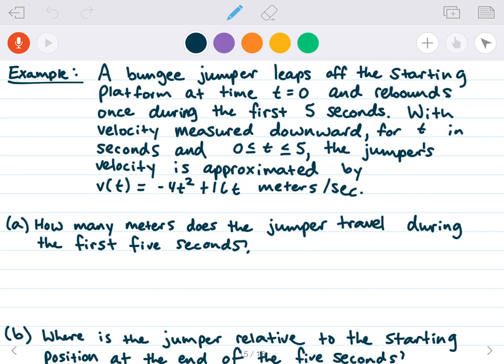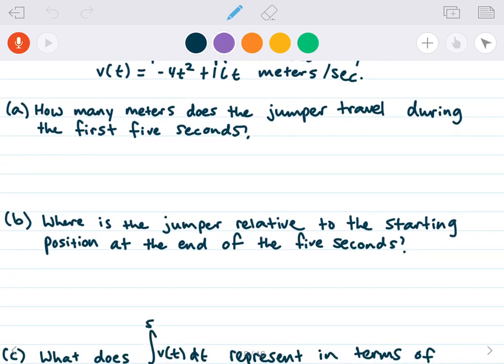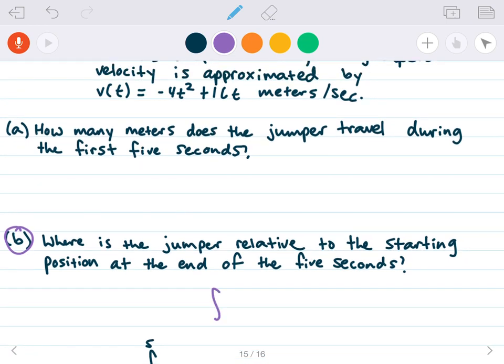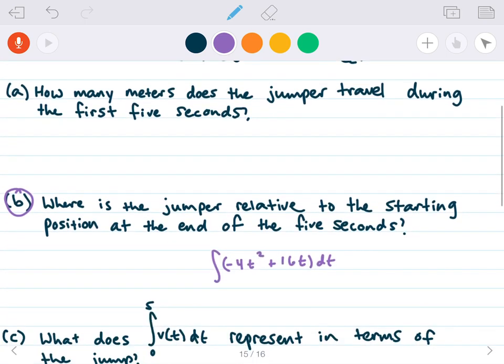So the first thing we need to do is, if we were to just take the integral of this function to find position, we're going to find the net position traveled, which is just with respect to the starting point, rather than the total distance traveled. So it might make sense to actually answer question B first. So where is the jumper relative to the starting position? Well, all we have to do is integrate v of t, and we are interested in integrating this from t equals 0 to t equals 5.